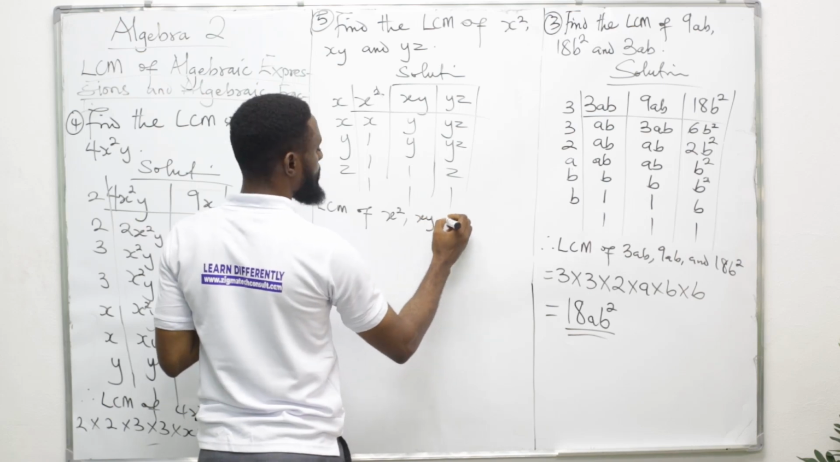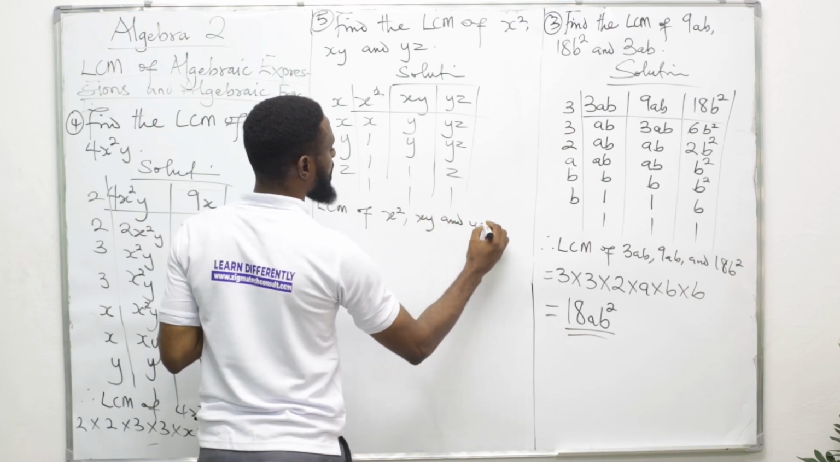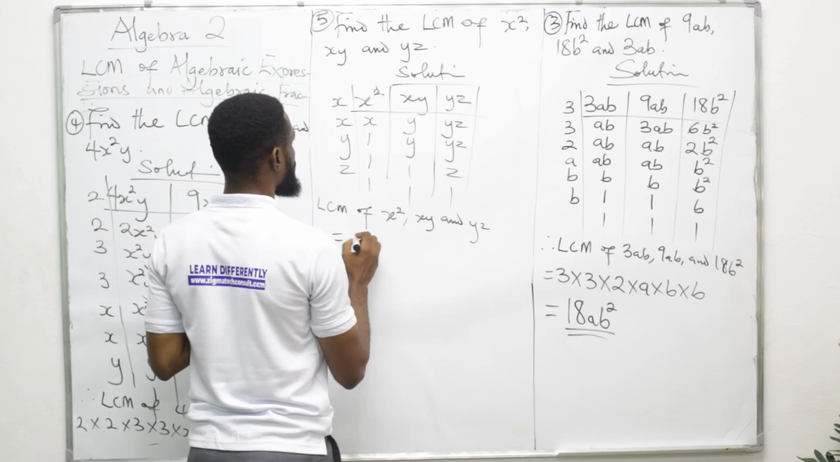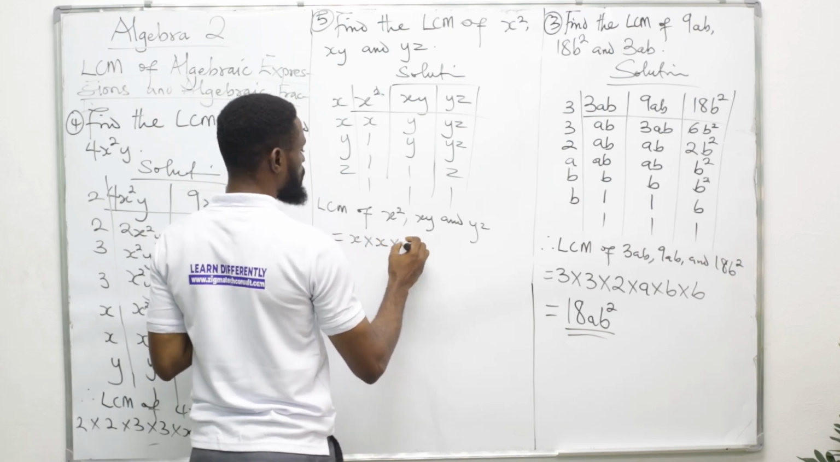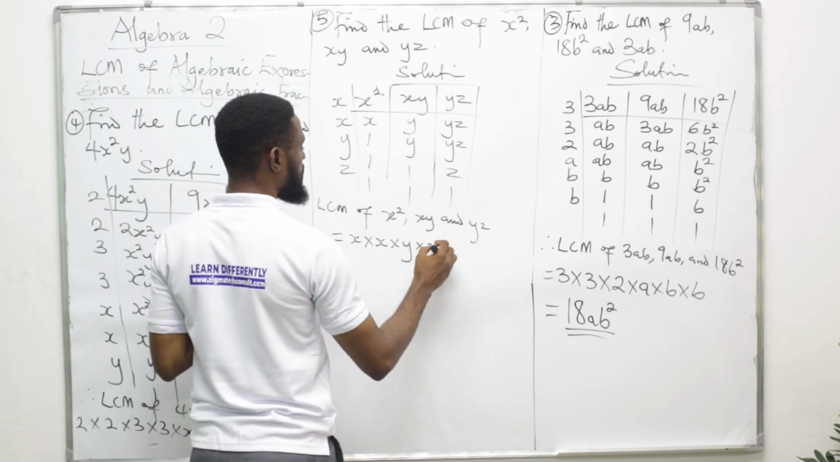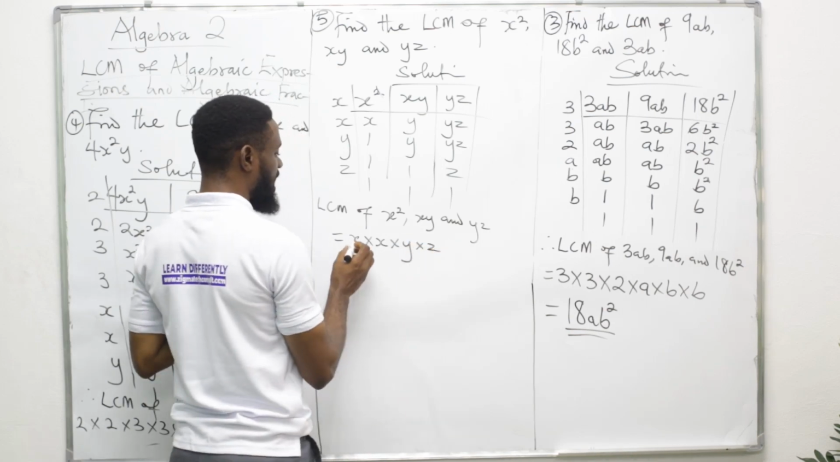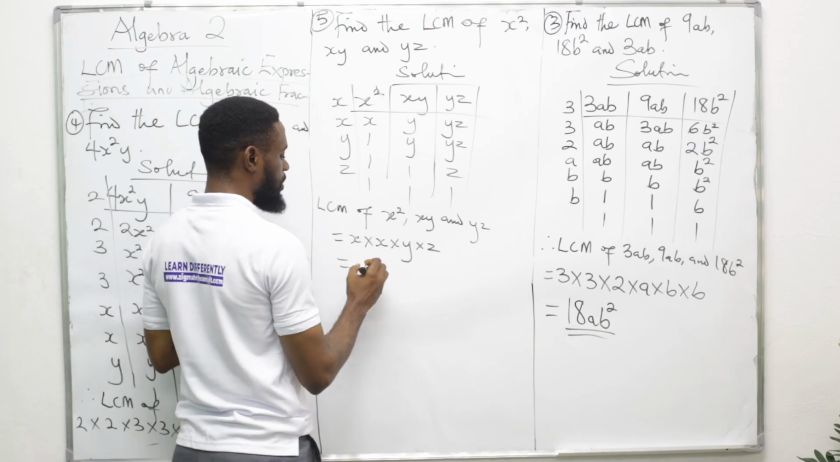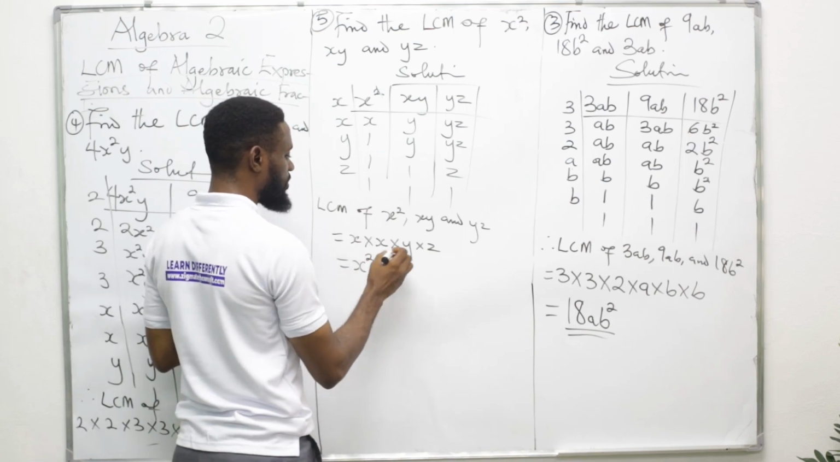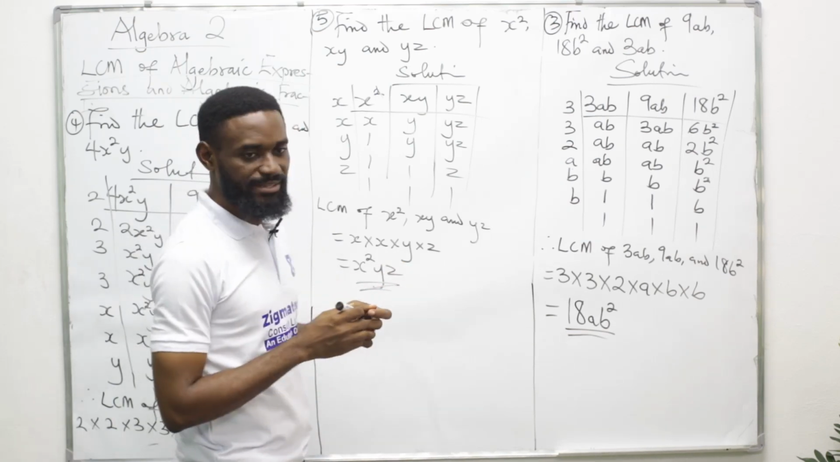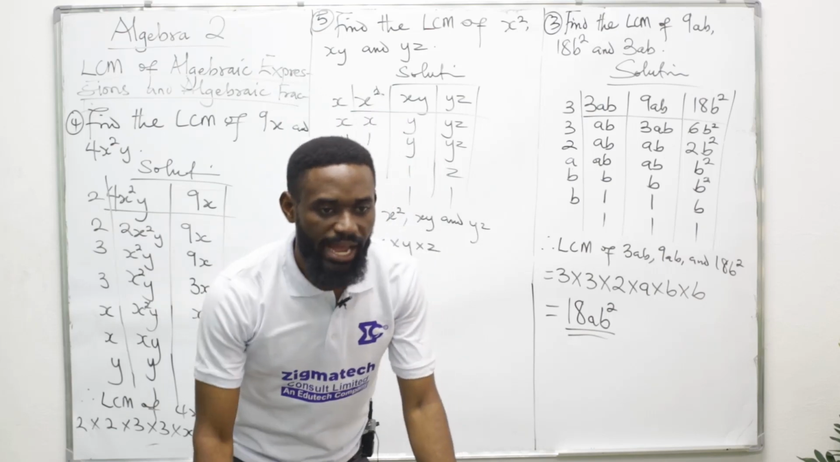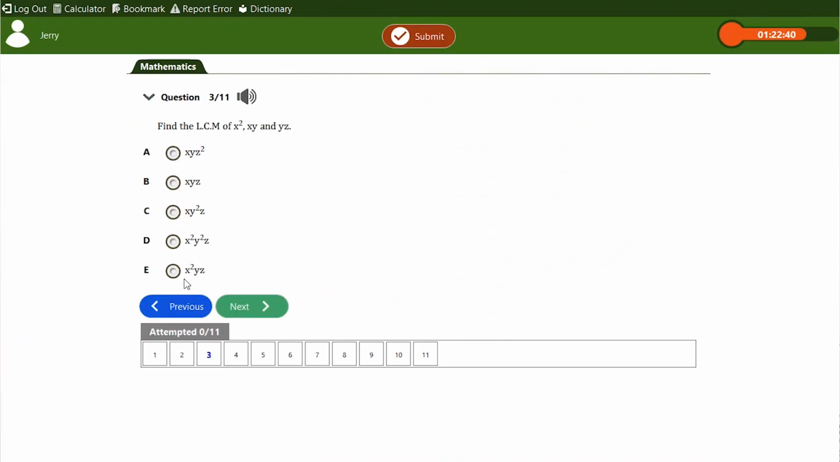So what that is, LCM of x squared, xy, and yz is equal to x times y times z, which will give us equal to x times x is x squared times y times z. So it will give us x squared yz. x squared yz. That is option E being the correct option.